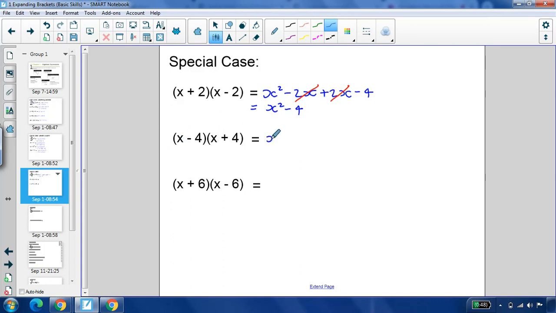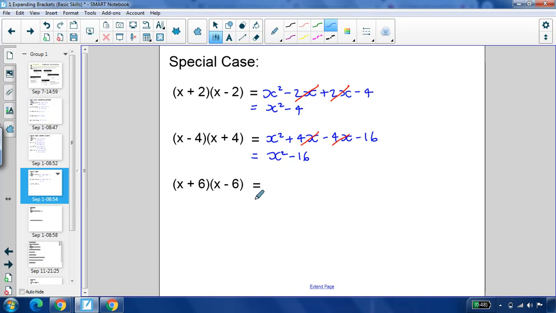I'll have x squared plus 4x minus 4x and then minus 16. So when I'm collecting the like terms, I'll have x squared. These two are going to cancel and then minus 16. And again, this can be called the difference of two squares.